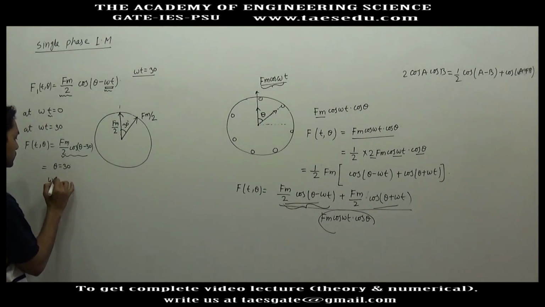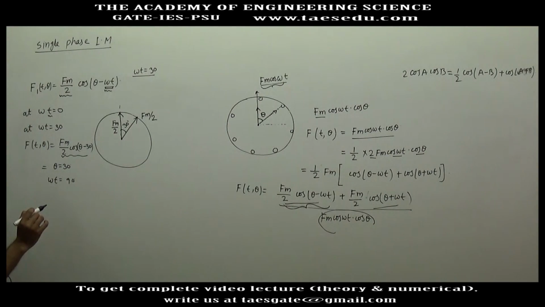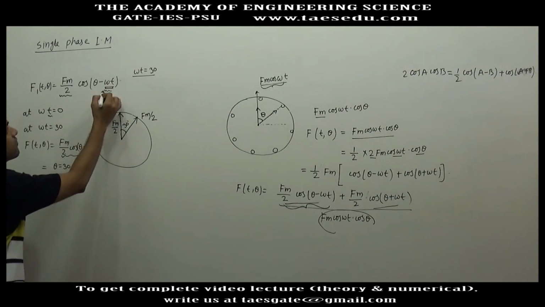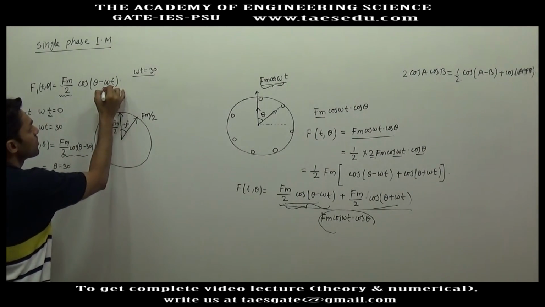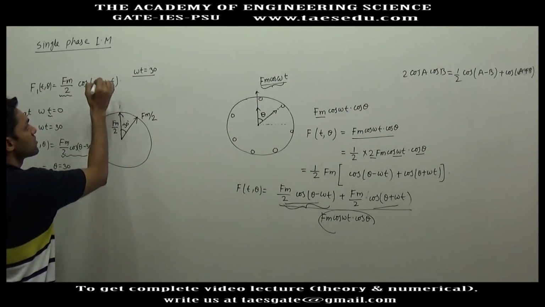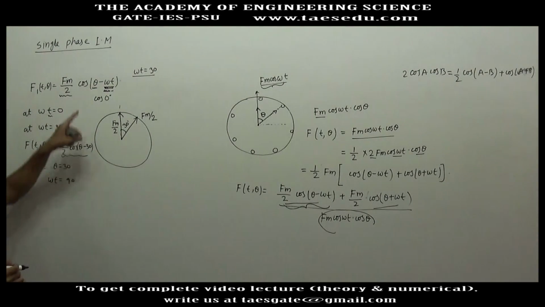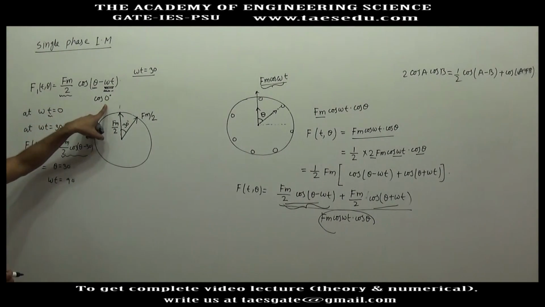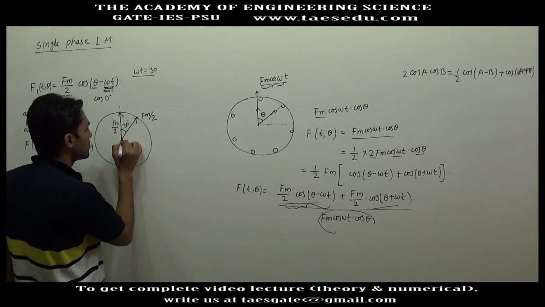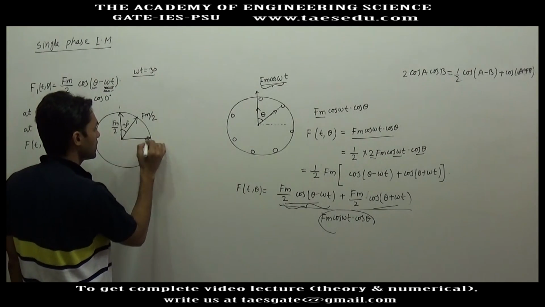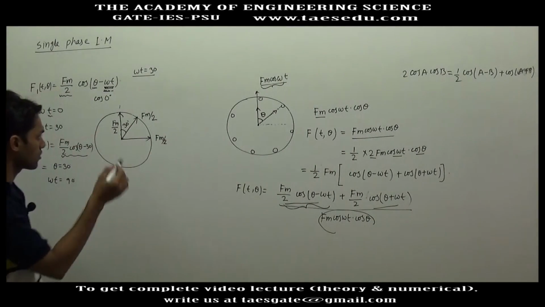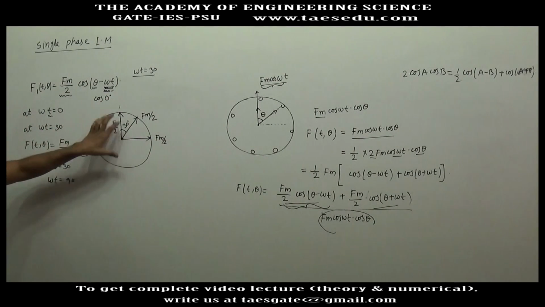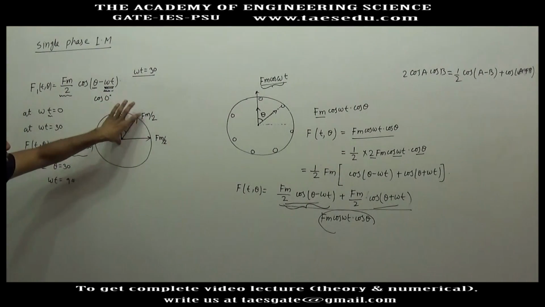Similarly, for omega t equal to 90 degree, what will be the direction of maximum magnetic field? You have to get cos 0 degree. So when omega t is 90 degree, theta has to be 90 degree to make cos 0 degree. So the maximum magnetic field will be at 90 degree. So what you are observing here is that as time passes, the maximum magnetic field is rotating.